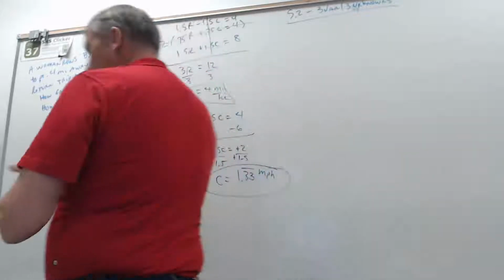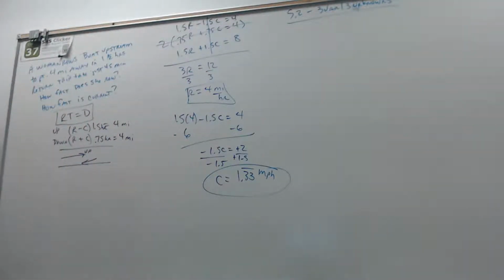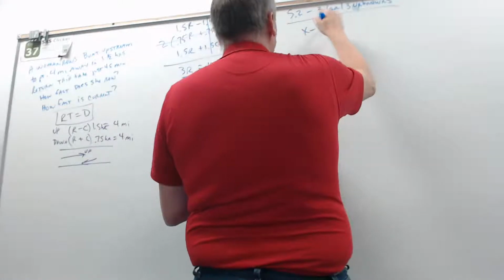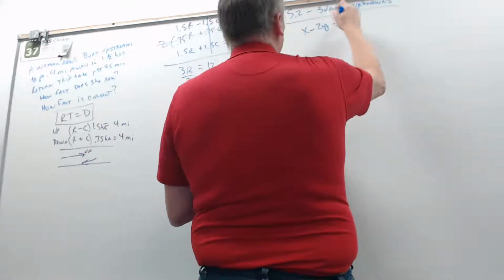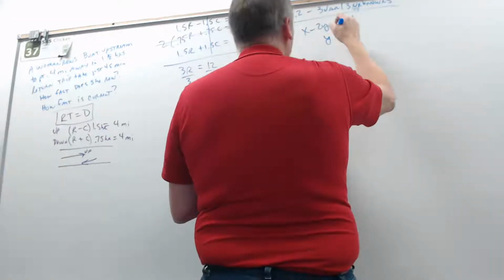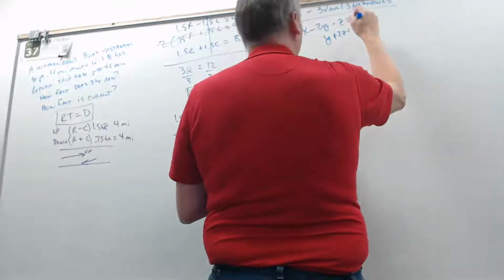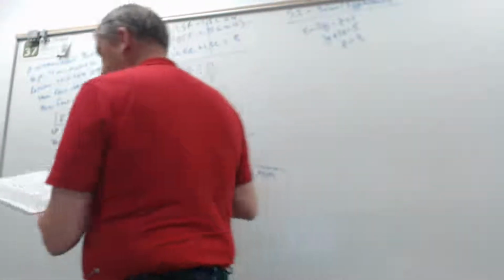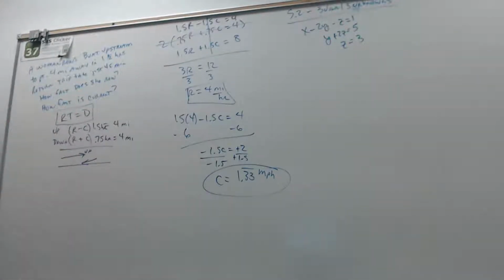Okay, so the same rules apply that we just used here. We're going to start with a nice, easy one. X minus 2y minus z equals 1. Y plus 2z equals 5. And z equals 3. This is given to us.